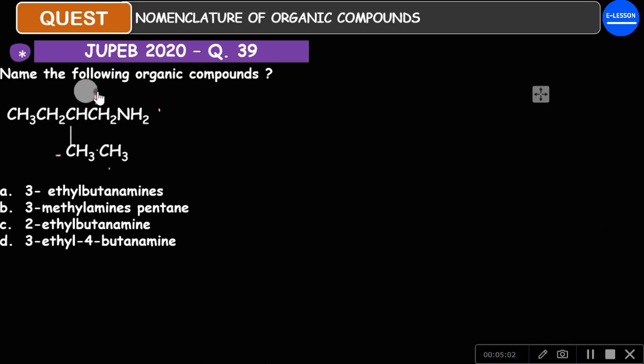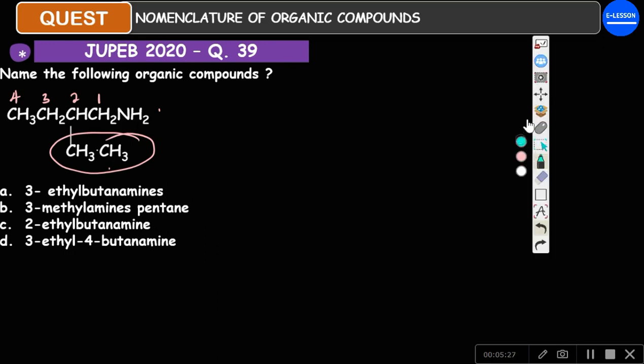Now let us number the straight chain. This is number 1, number 2, number 3, and number 4. Both of them have 4 carbons. So the longest chain you can actually get here is the one that has 4 carbons. Since the straight chain and the branch chain both have 4 carbons, I prefer to take the straight chain. So it means that this group here is a substituent, right?